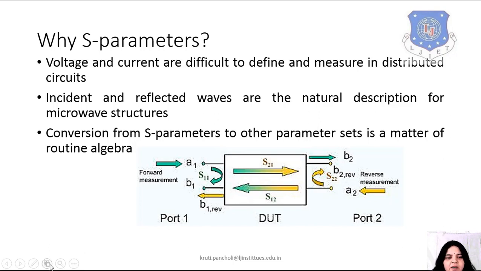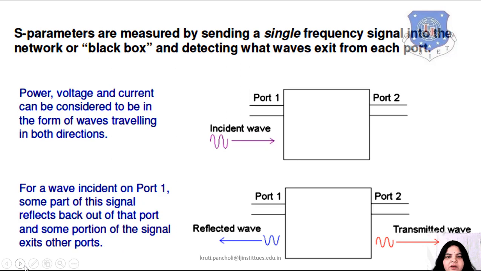So here we will find out the parameters. S parameters are measured by sending a single frequency signal into a network or a black box and detecting the waves exiting from each port. Power, voltage and current can be considered to be in the form of waves traveling in both directions.